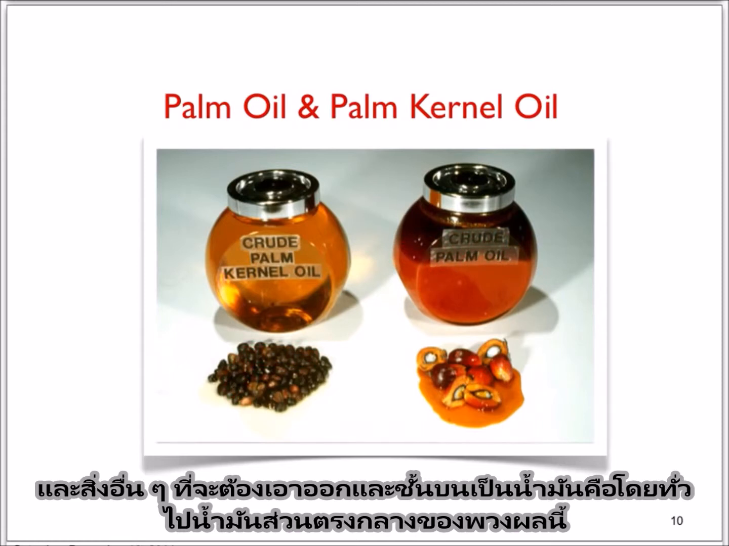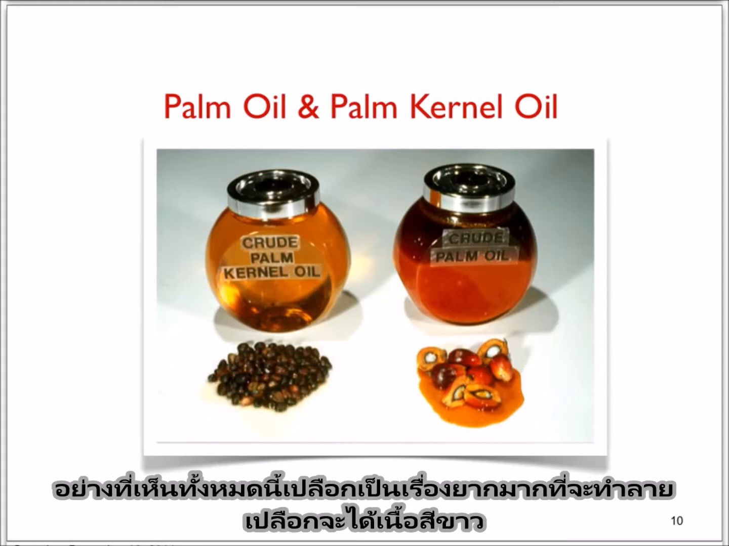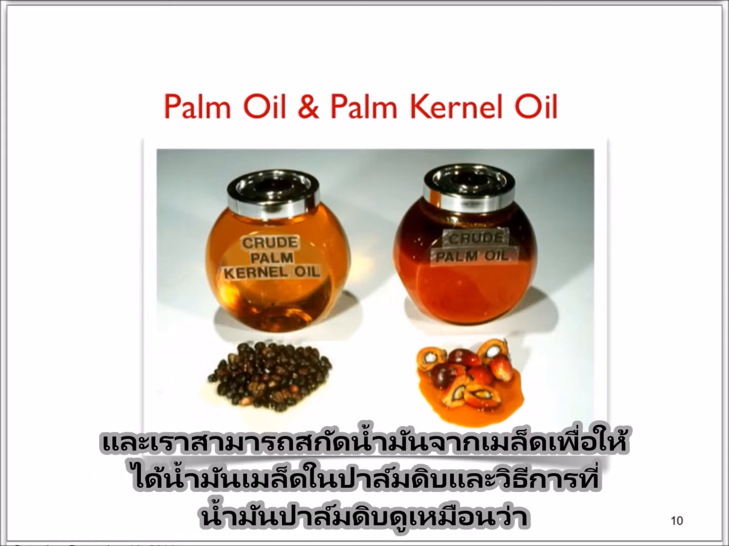And the kernel, the middle part of the fruit bunch, this is how it looks. Actually the shell is very hard. We have to break the shell to get into the white flesh, and we can extract the oil from the kernel to get the crude palm kernel oil.